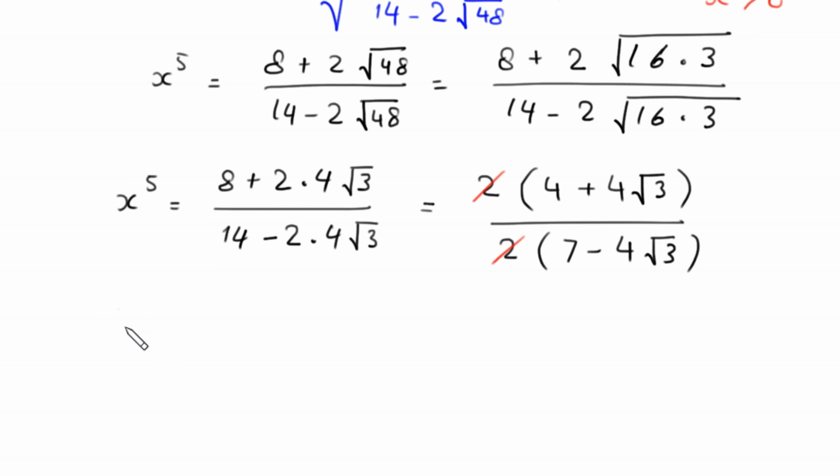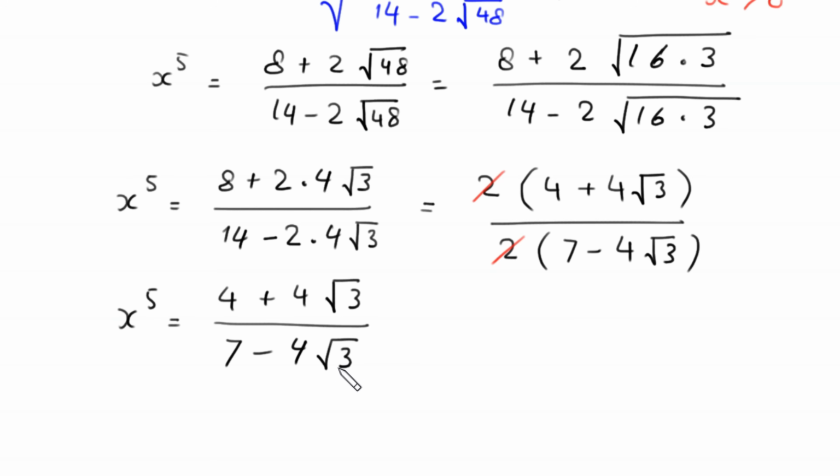We get x to the power 5 is equal to 4 plus 4 times root 3 divided by 7 minus 4 times root 3. Now to rationalize the denominator, we multiply and divide by the conjugate of this expression. The conjugate is 7 plus 4 times root 3, and we divide by 7 plus 4 times root 3.